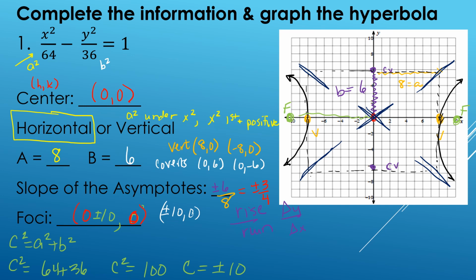We determined the center, the direction that our graph opens based upon that first term, whichever squared term is positive. A squared is always first, so our a value is first, and we'll take that square root. Determine our b from the b squared. The slope of the asymptotes is always our rise over our run, so b over a or a over b depending on the problem. And then we use our equation for the foci in order to determine that distance of c so that we can plot our foci.